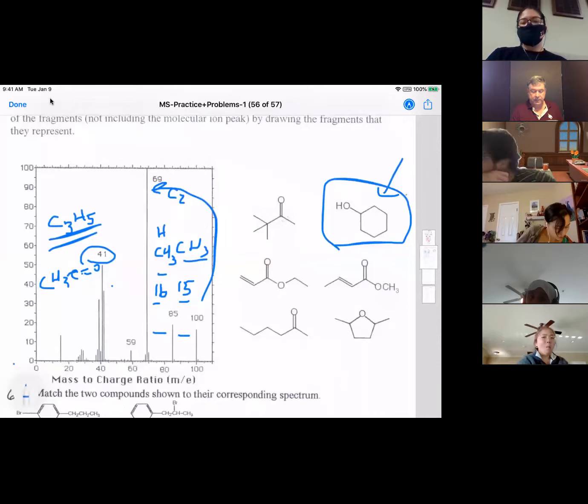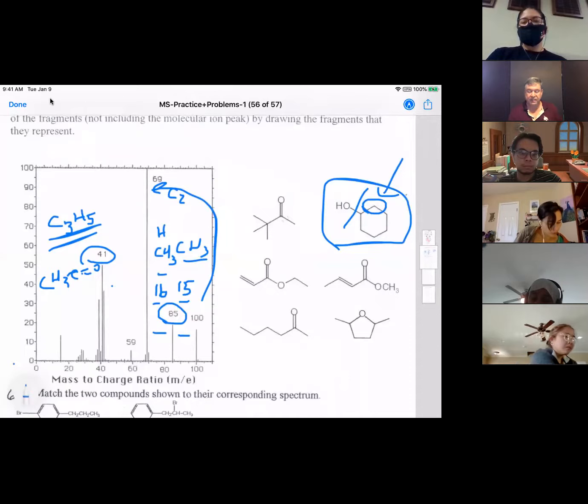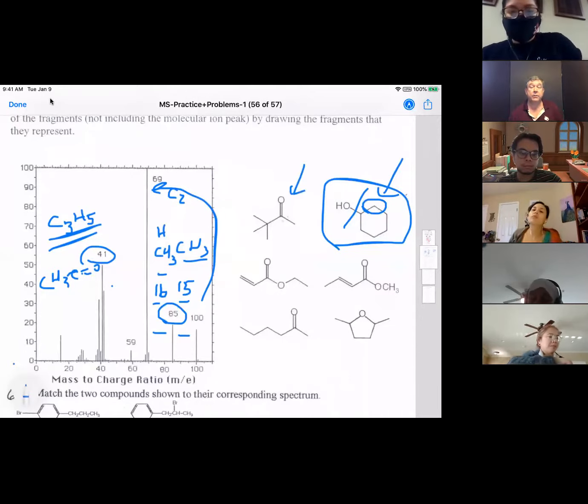We really don't see a 90 something. The loss of 16 would actually be 85. That might be a plausible one there. And then that would be clipping off this. But then it wants to clip off another methyl group somewhere. Maybe not. Okay, so let's look at how we expect this one to fragment.